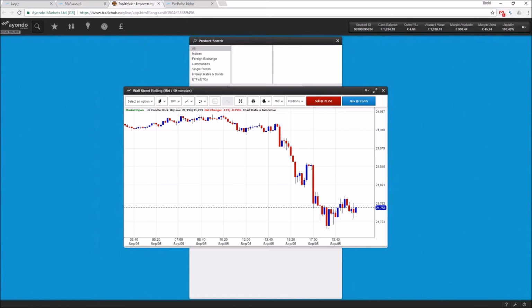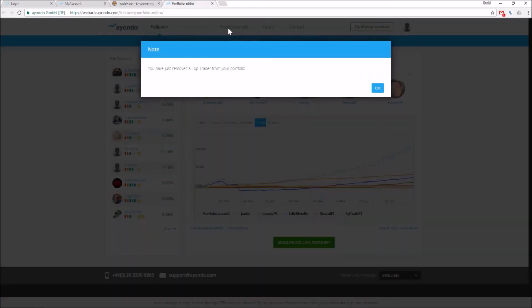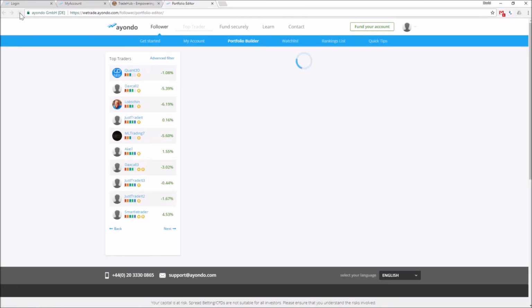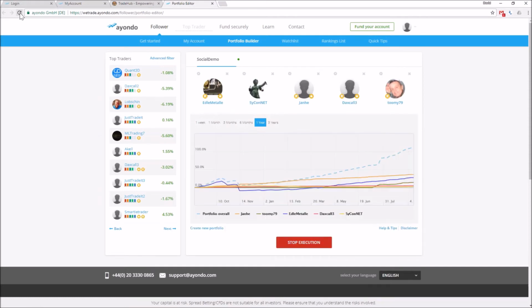How many traders is it sensible to follow? Good question. I suppose you could just follow one if you really wanted to. You're limited to 5, and I tend to go the whole hog and follow 5 traders.